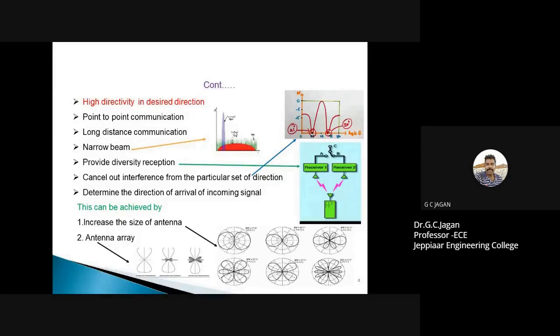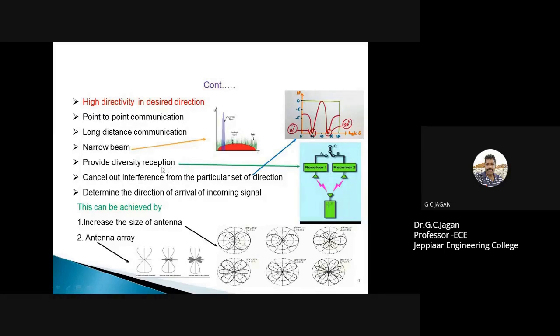We can form a narrow beam if you combine a larger number of elements. You can see that in the diagram. Then it can provide diversity reception. If you are forming an array antenna, it can be used for diversity reception. You might have studied this in wireless communication last semester, right?